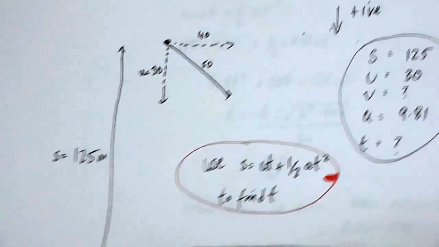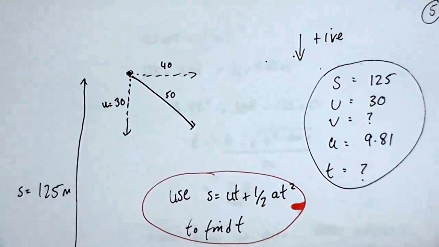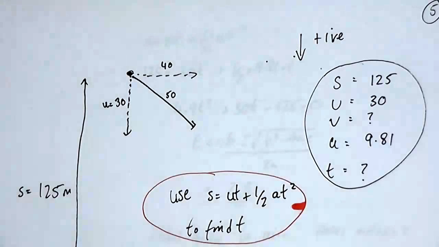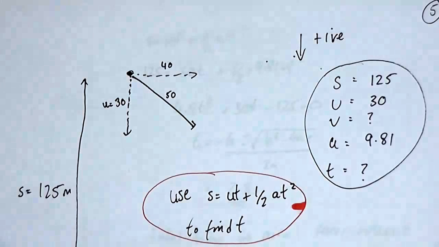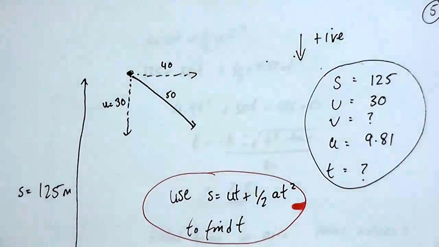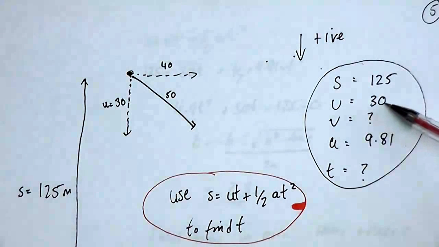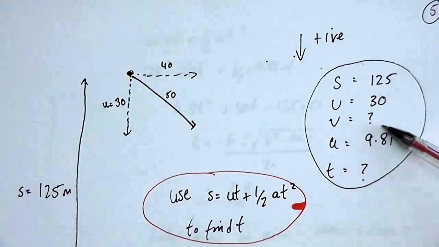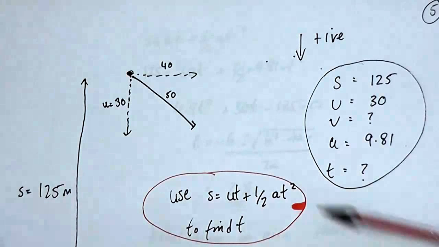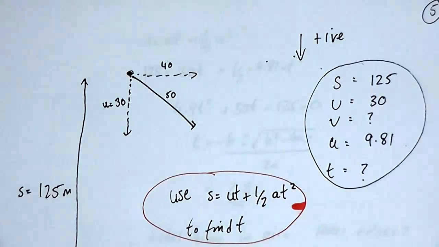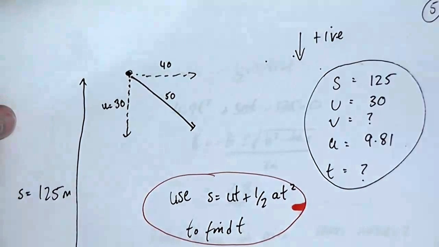So here we are again with a new Suvat equation. We've got s is 125 metres in the positive direction. Again, I've taken downwards as the positive direction. I've got a as 9.81, which is positive. I've got initial velocity of 30, which is also positive downwards, and I don't know v and t. So I'm going to use this equation, s equals ut plus half at squared, to find out the time taken in part 2.